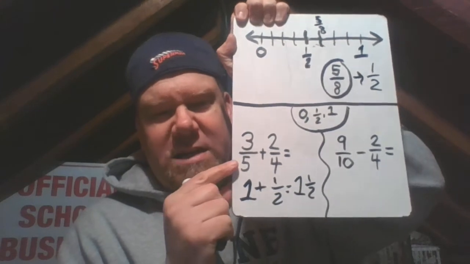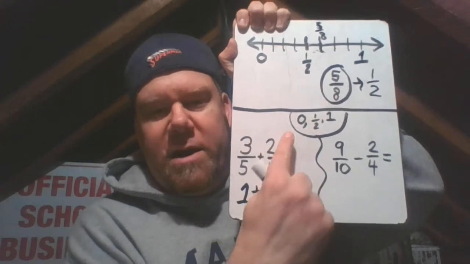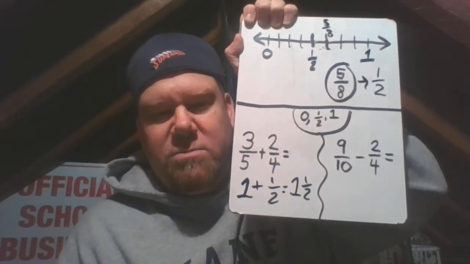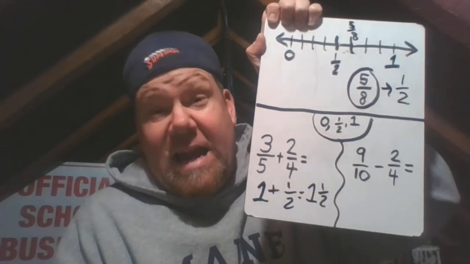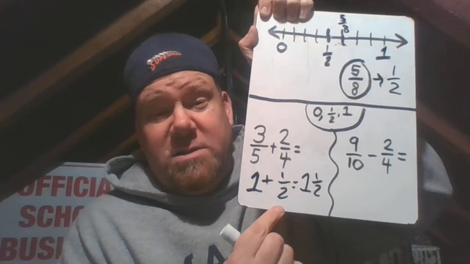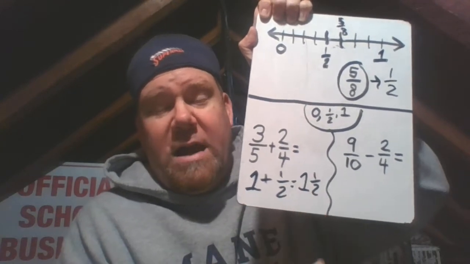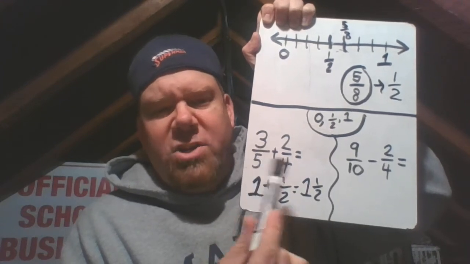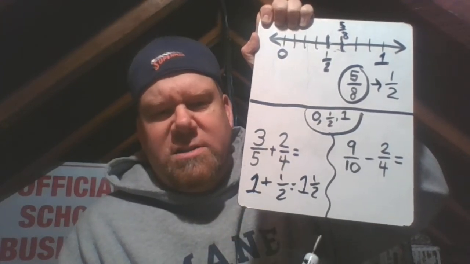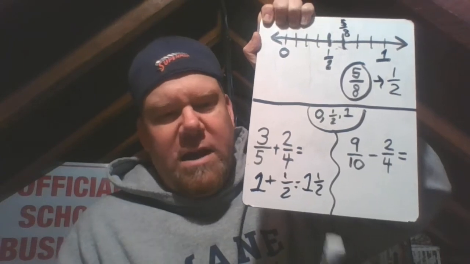Because what I did is I estimated 3/5 is closest to 1 out of these three values, right? And 1/2 is exactly what the 2/4 value is. So 1 plus 1/2 is 1.5. So the estimation of the addition problem of both of these fractions equals 1.5. All right, now let's try one more.